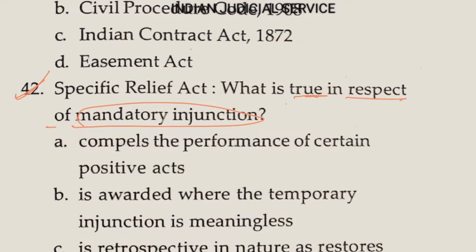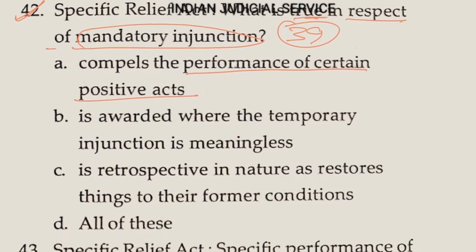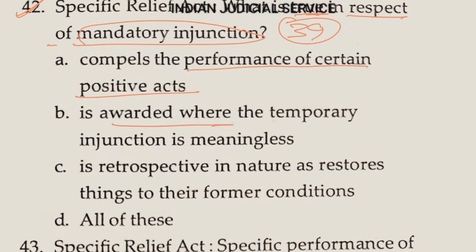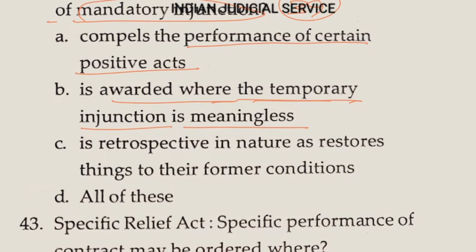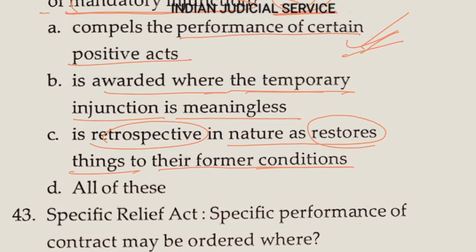So first of all, important thing is mandatory injunction is provided in section 39. So option A, compels the performance of certain positive acts. Option B here, is awarded where the temporary injunction is meaningless. Option C, is retrospective in nature as it restores things to their former condition. So all these conditions are true in respect of mandatory injunction under section 39. So answer is here option D, all of these.